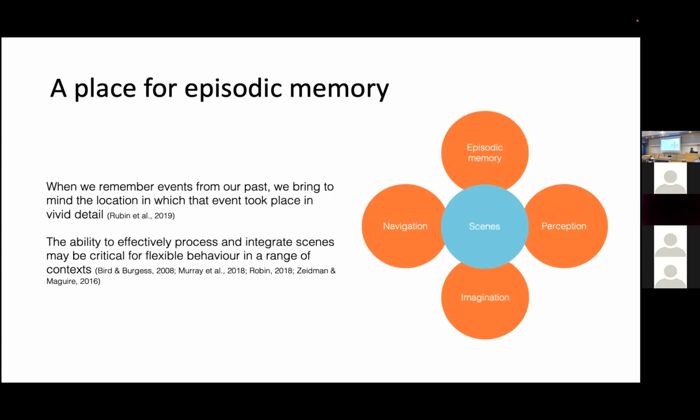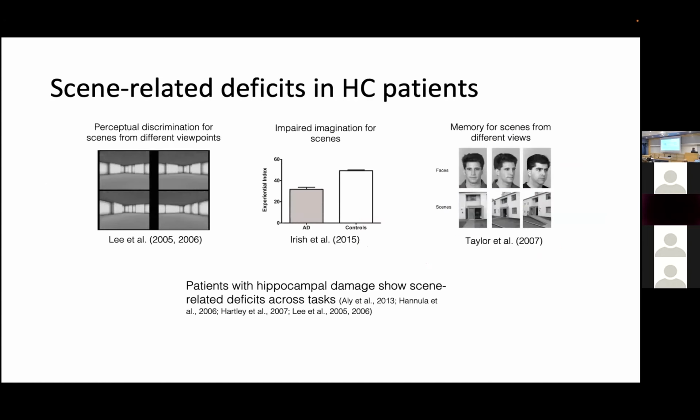In recent decades, this idea has been extended to the extent that several theoretical models have emerged, which have highlighted scenes as being central to several interrelated cognitive functions. So not just episodic memory, but also navigation, visual perception, and also imagination and future planning. In line with this, there seems to be overlap in the actual neural substrates of these different functions.